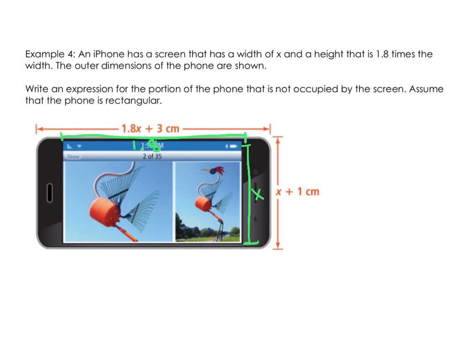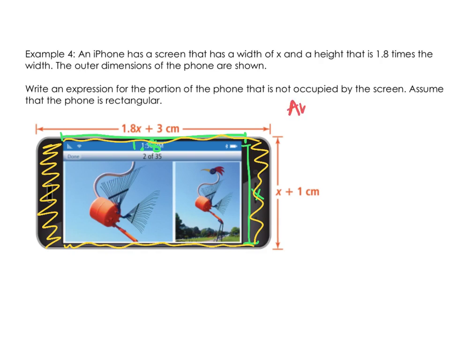So what we have to do is we need to find the area of the entire phone. And we need to find the area of the screen, and they want us to take out that area of the screen to just see how much the area of this black part around the screen is. How much area is that area that is in yellow? So what I'm going to do is first figure out what is the area of the entire phone.